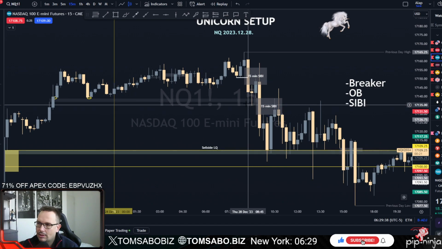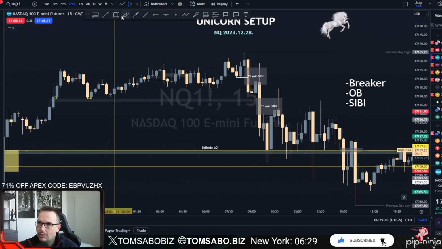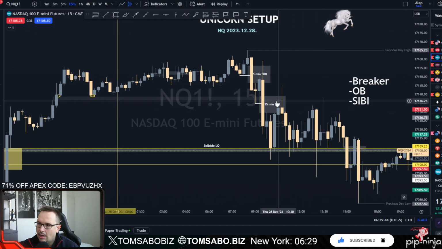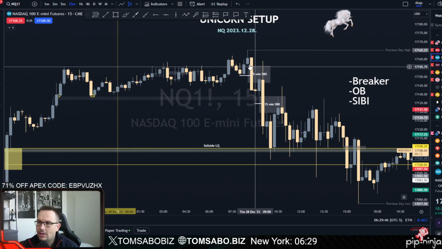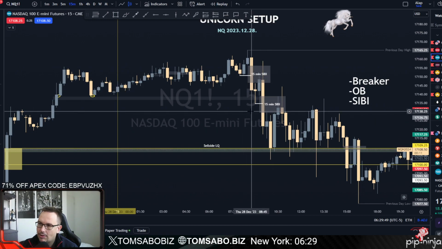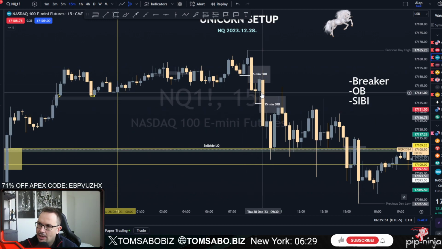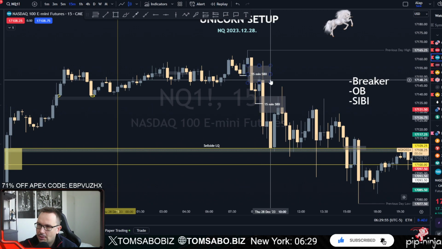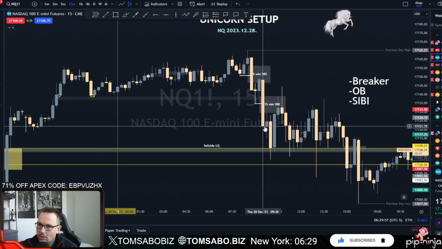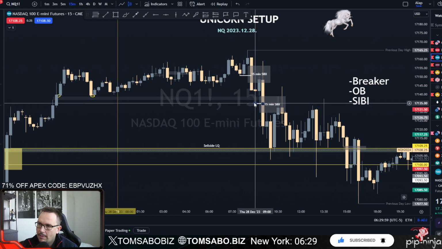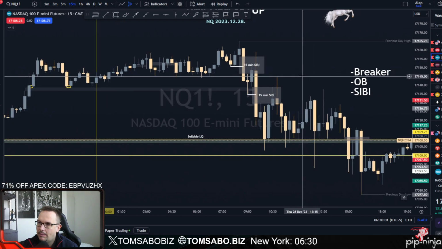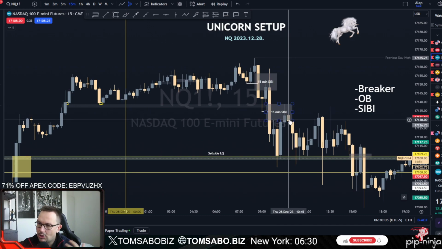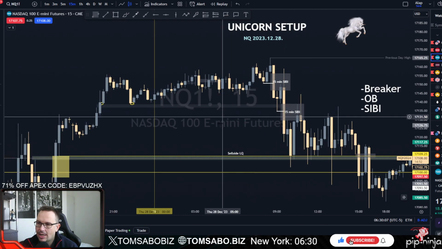So as it broke down lower, you can also see that we had another, well, I'm not saying shift in structure because we already shifted to the downside, but it was good to see that this down close candle, which started at 9:30 after market open, has closed down below here, presuming that the move is going to continue to the downside.